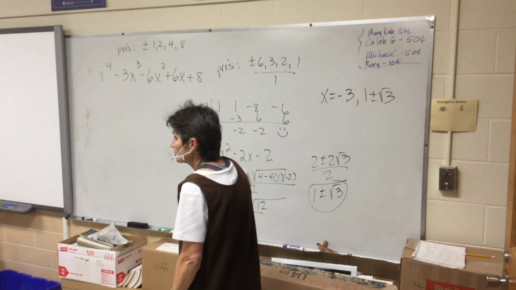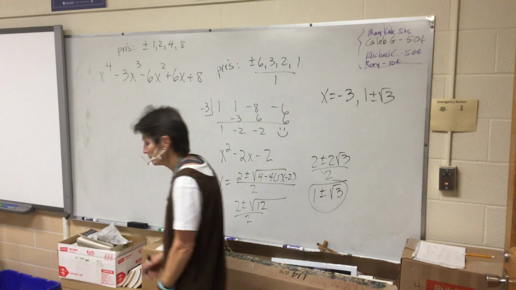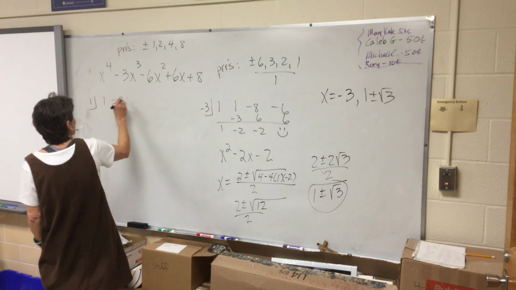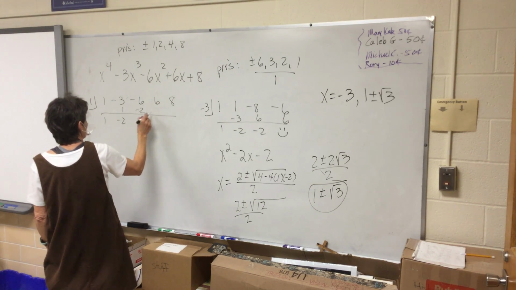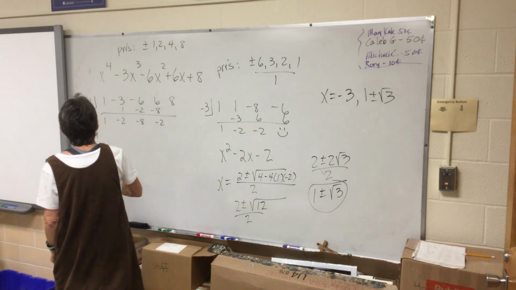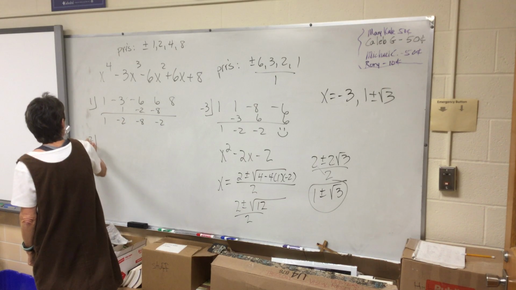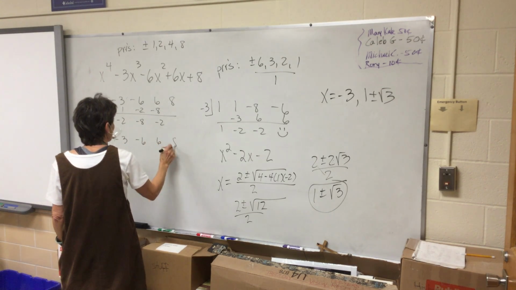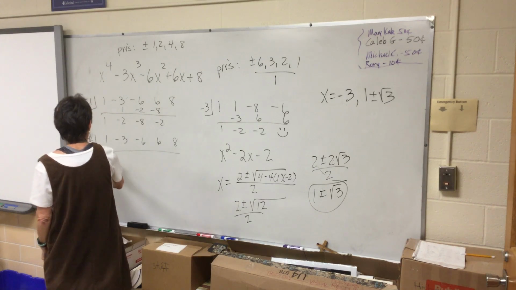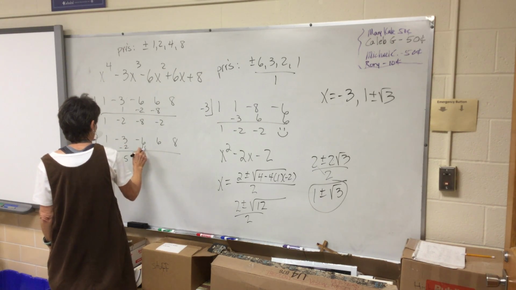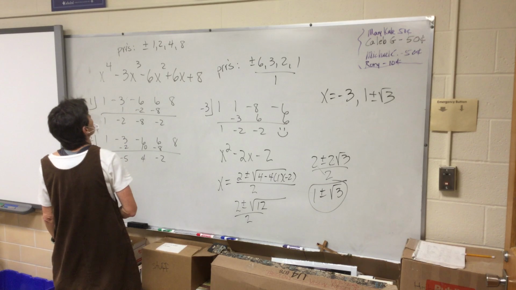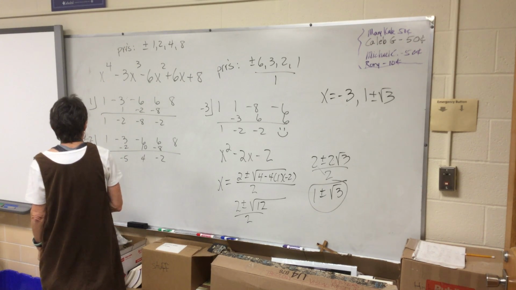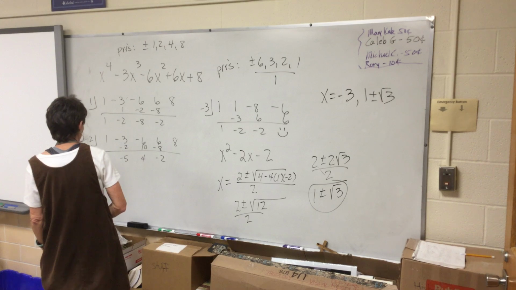So, I don't know. What do you want to try? 1? I like to try 1. I don't think it's going to work, but it might surprise us. No, it's not going to work. There are 2. 2 does not work. How about -2? No. Unless I made a mistake. It's 4.